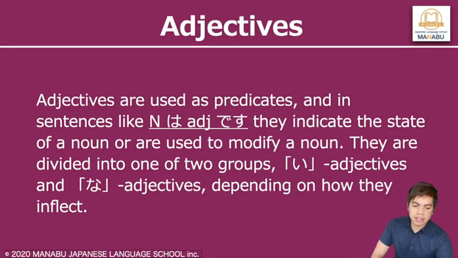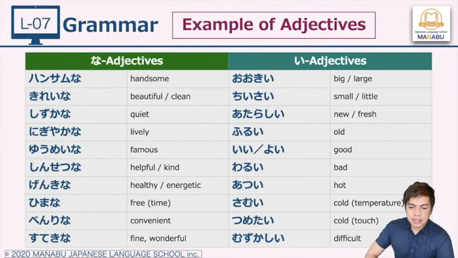They are divided into one of two groups, the i adjectives and the na adjectives, depending on how they inflect. There are two types or two groups of adjectives. They are called the na adjectives and the i adjectives. To identify which group an adjective belongs to: first, the i adjectives end in i. That's why they are called i adjectives.